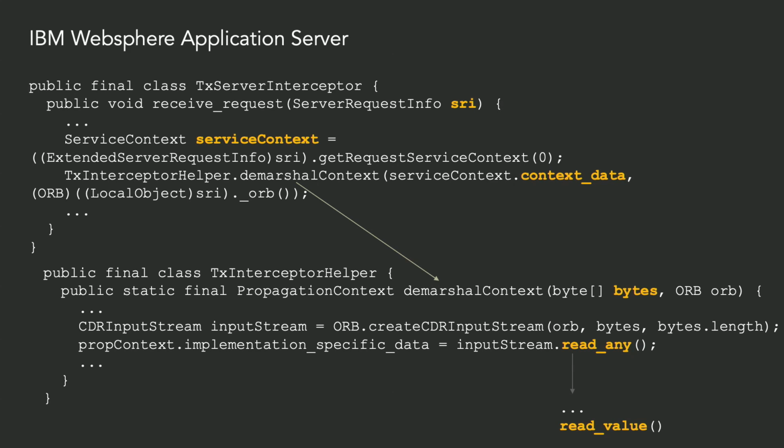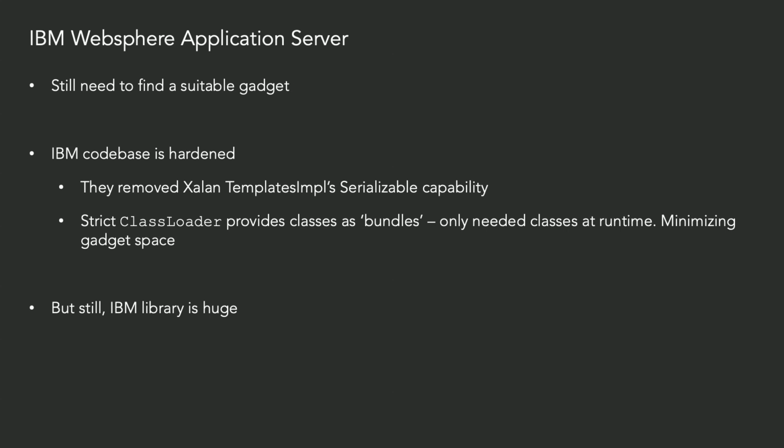For IBM, the TX server interceptor basically just accepts some data for its business purposes. Then it is passed right into the demarshal method, which will eventually invoke a read any on the input stream, and read any will lead to read value, which will lead to deserialization. And we still need to find a suitable gadget to escalate it into something meaningful.